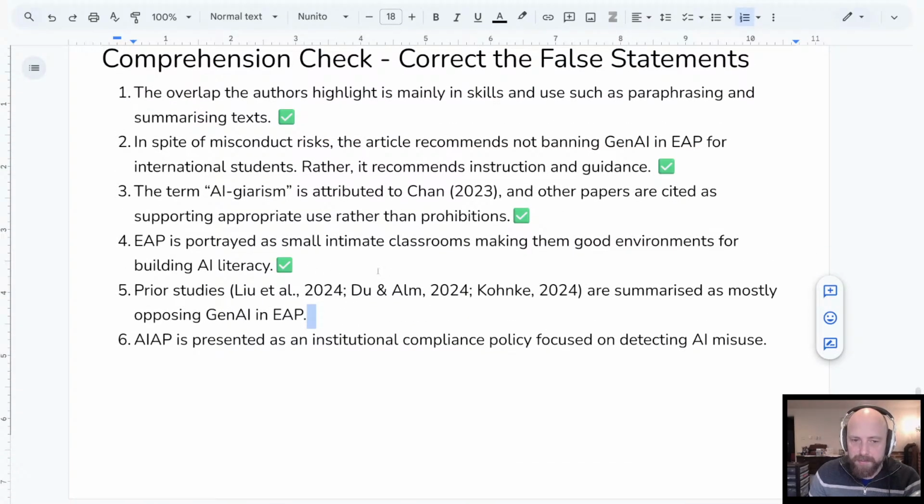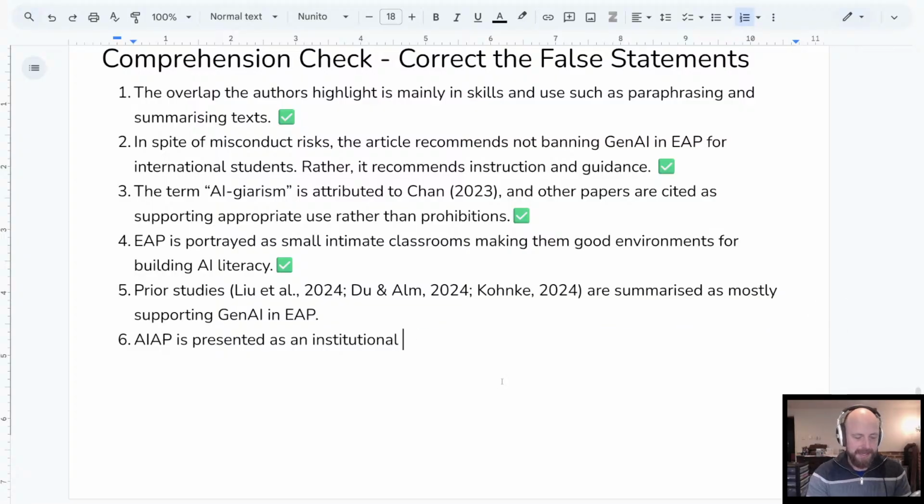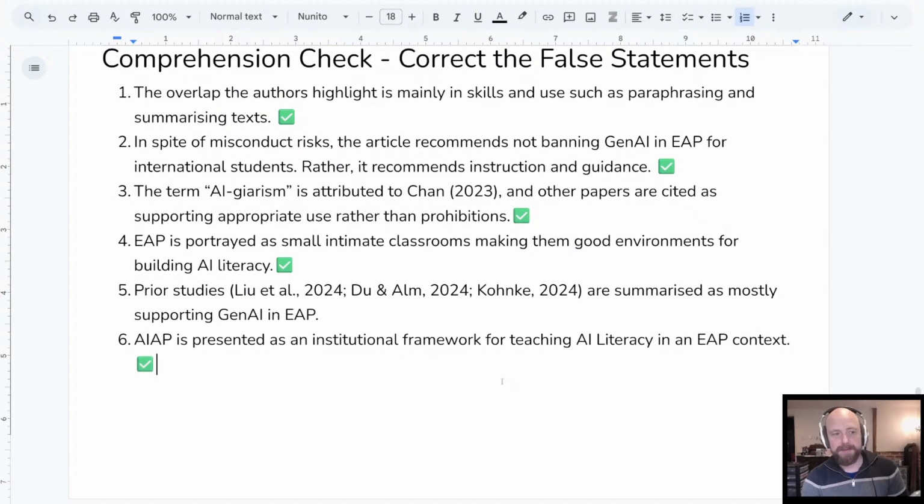Prior studies are summarized as mostly opposing Gen AI and EAP. No, supporting. And AIAP is presented as an institutional compliance policy focusing on detecting AI misuse. No. Institutional framework for teaching AI literacy in an EAP context.